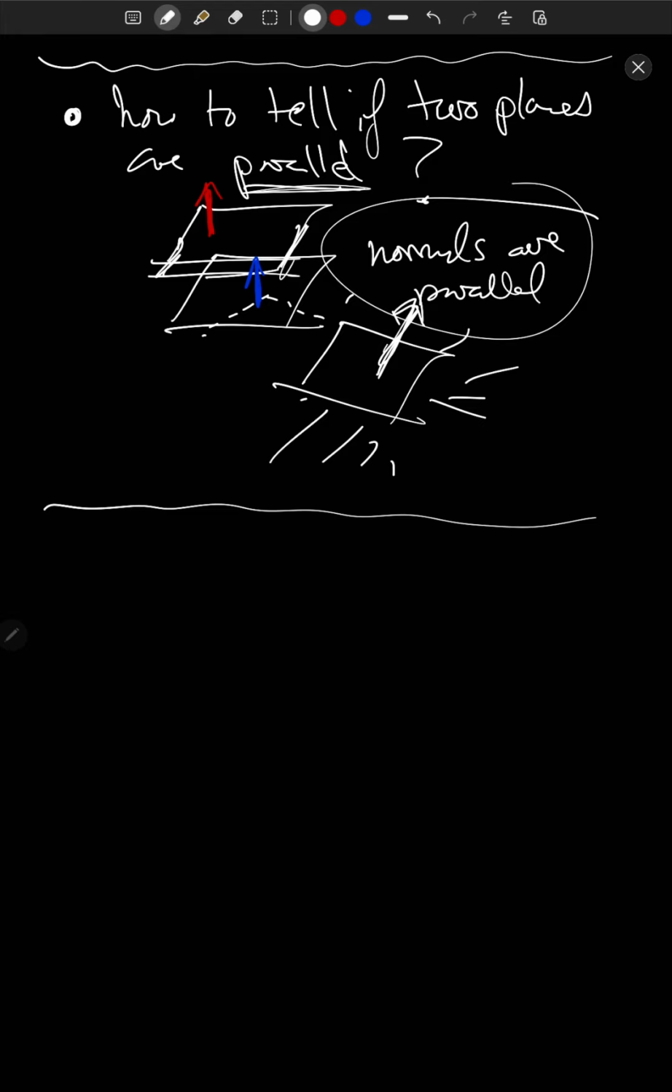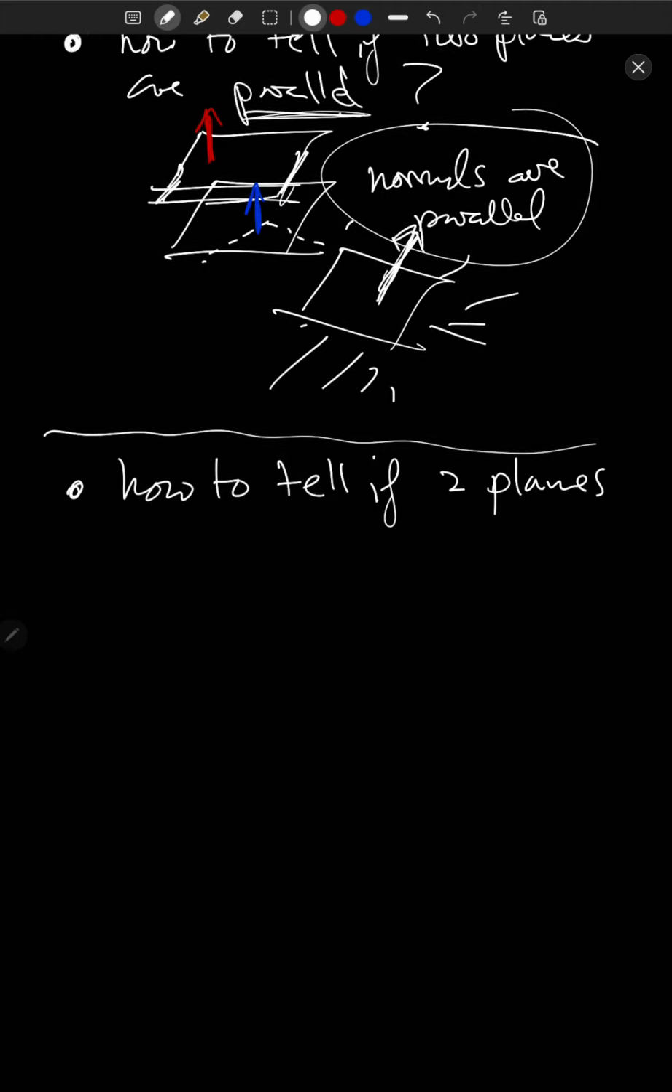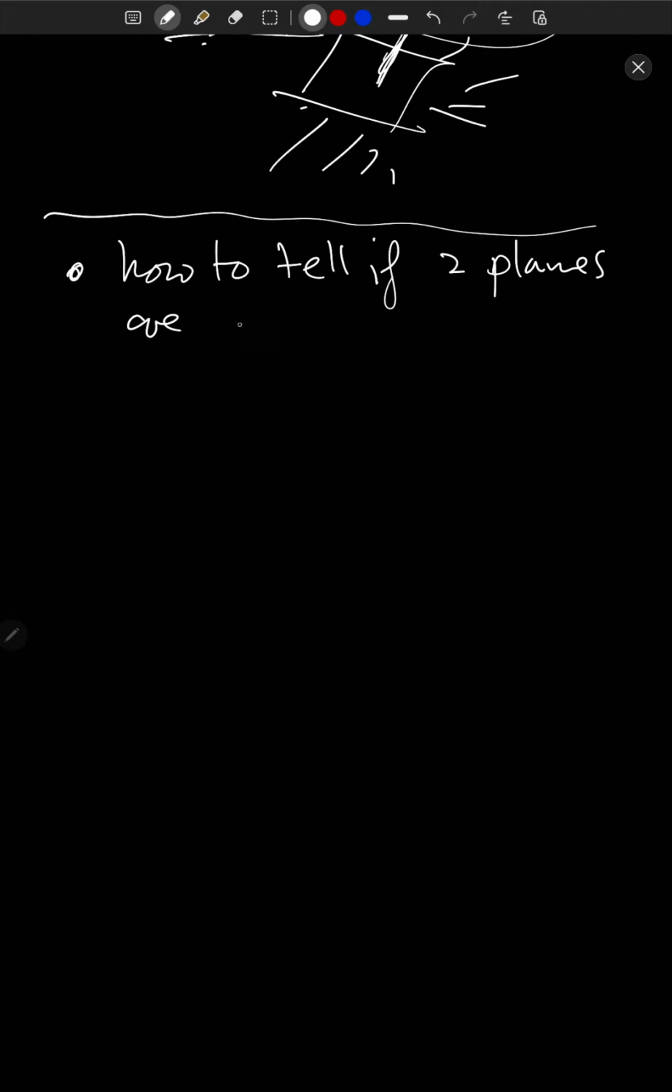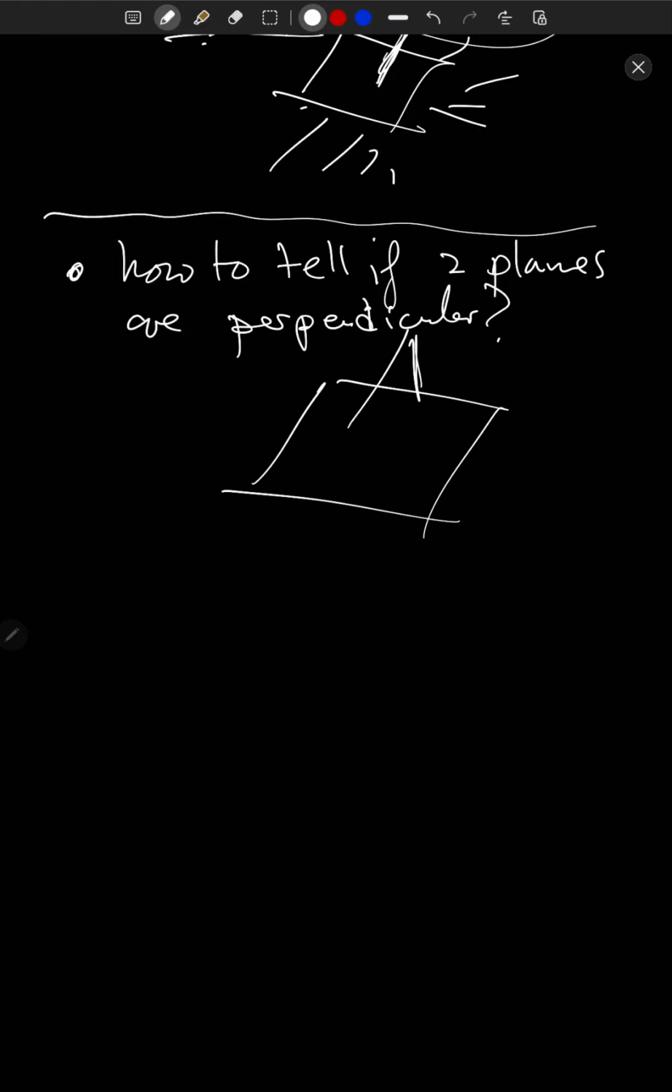Okay, what about this? How to tell if two planes are perpendicular? This is more interesting, or maybe more complicated. So the picture would be something like this, right? How do I, let me extend this one down also. How do I tell if I have this picture, right?